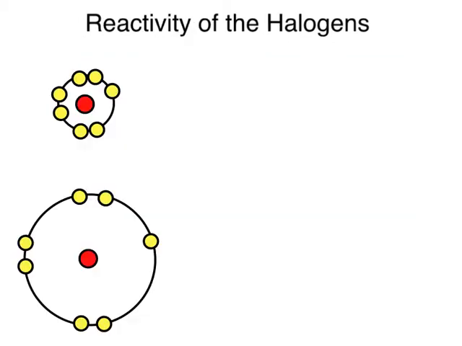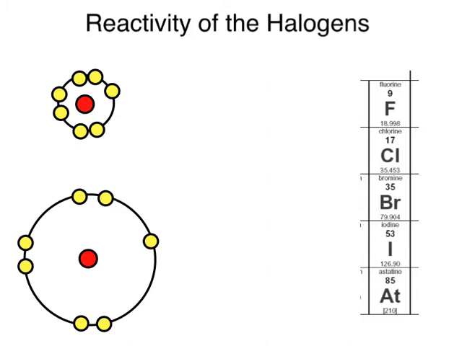Okay, now we're going to look at the reactivity of the halogens. Now we'll actually state what the reactivity pattern is: as we go up the group, we get more reactive. So fluorine is the most reactive, then chlorine, bromine, iodine, and then astatine we estimate to be the least reactive.